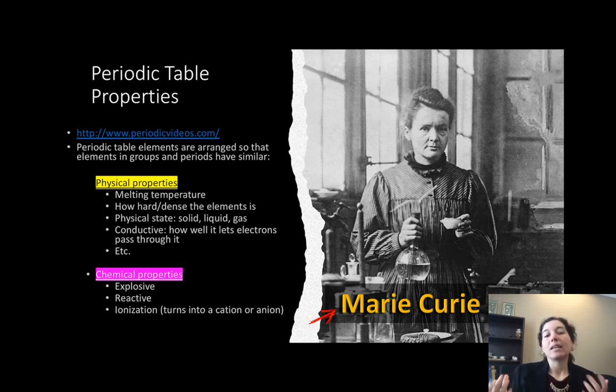Now we have chemical properties as well, things like explosivity, or reactivity, or the ability of an element to ionize, to turn into a cation or anion. And these are also grouped on the periodic table. This is what we call chemical properties. It's something that is referring to a chemical reaction.